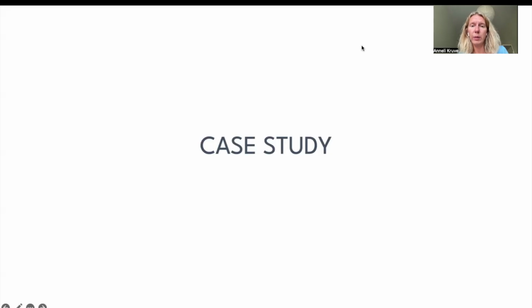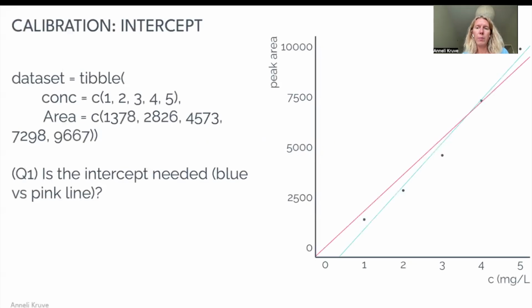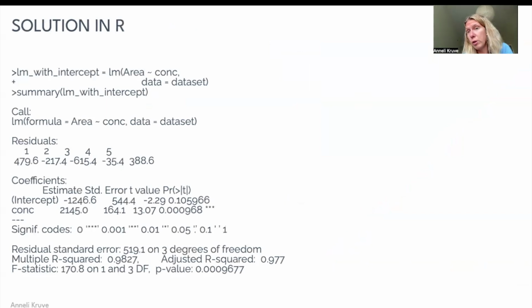And last but not least, let's look at a case study for applying such analysis of variance to calibration as well. Let's look at a very simplified data set where we have 5 concentration levels and, for each one, a measurement with its peak area. We have fitted 2 lines here. The pink line is without intercept and the blue line is with the intercept allowed. Now the question is which one of them is the more correct one to use. Of course, we should first think about what makes chemical sense. Should there be an intercept or not?